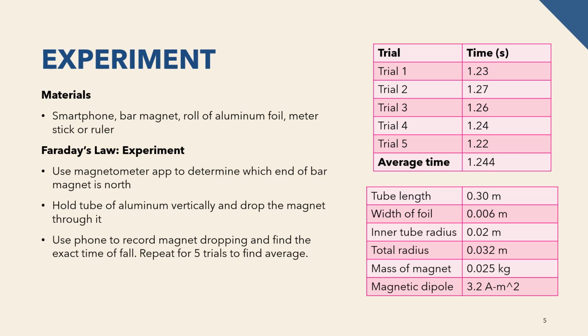The experiment procedures are as follows. First, use the magnetometer app to determine which end of the bar magnet is north. Next, hold a tube of aluminum vertically and drop the magnet through it. Finally, use your phone to record the magnet dropping and find the exact time of the fall. Repeat these steps for 5 trials to find the average experimental time. The data collected can be seen on the tables to the right.